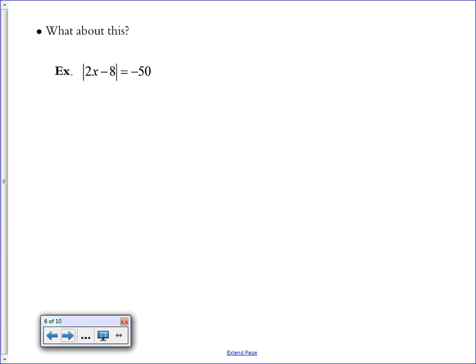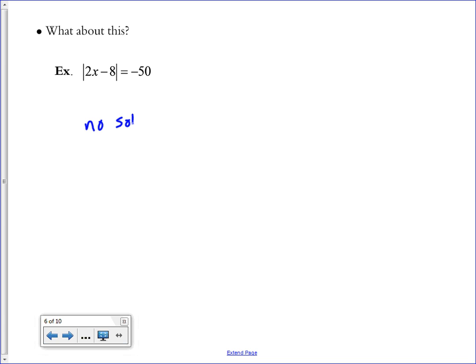It's a very simple example here. What about this? Can the absolute value of 2x minus 8 ever equal -50, no matter what you plug in for x? And the answer is no, because when you take the absolute value of something, it's going to come out to a positive number. As soon as you see an equation like this, you write no solution.